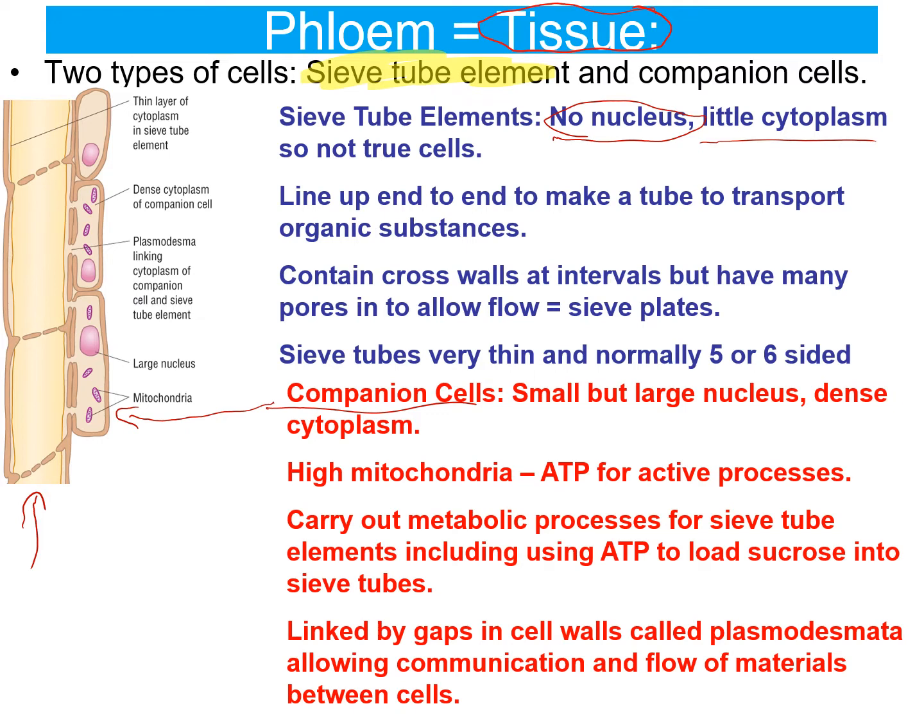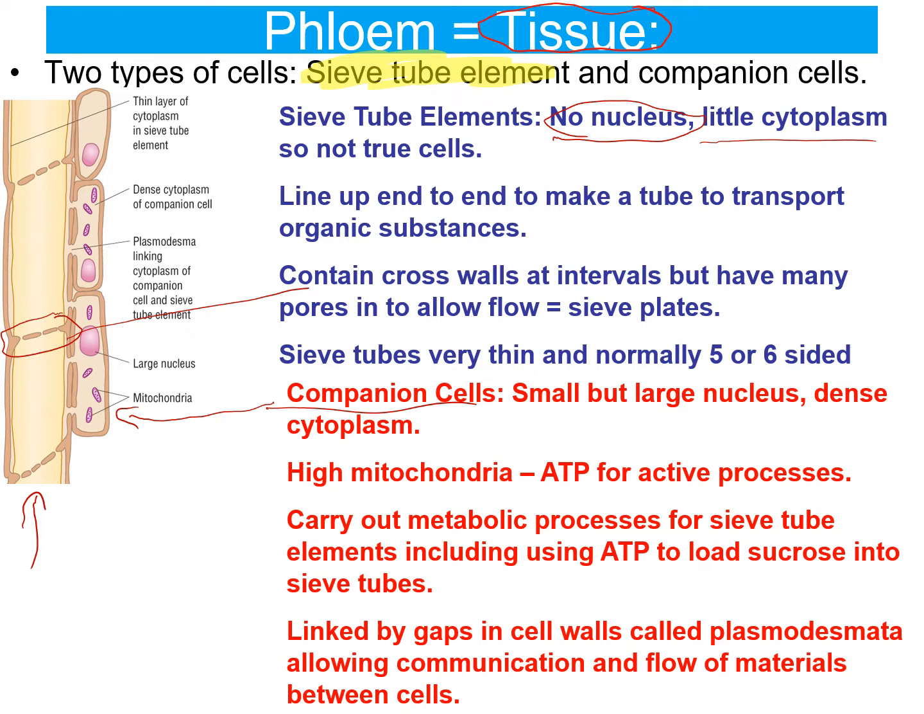They line up end to end to make a tube, and they contain cross walls. If you see this bit here, at intervals, they have pores in them to allow the movement of material from one cell to the next, and those pores are called sieve plates. They are very thin tubes, and they're normally a hexagonal sort of shape.